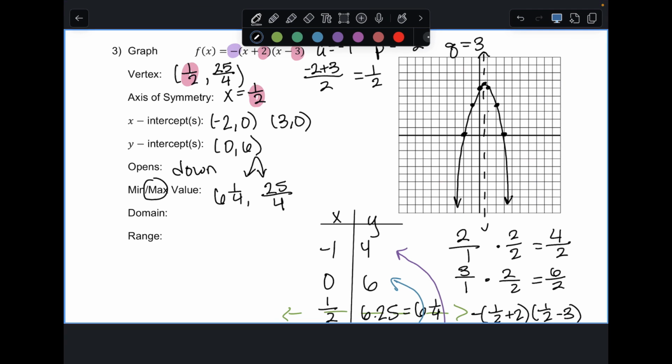Domain for quadratics is always all real numbers, -infinity to infinity. Range, starting at -infinity, do I have points down here? When do my points stop? 6.25, so -infinity to 6.25 included because our vertex is at that point.